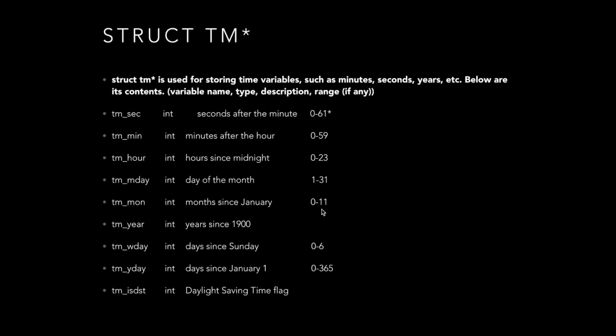And so here in our struct, we'll just go over a few of the variables that you can get from it. So tm_sec is your seconds after the minute. tm_min is your minutes after the hour.